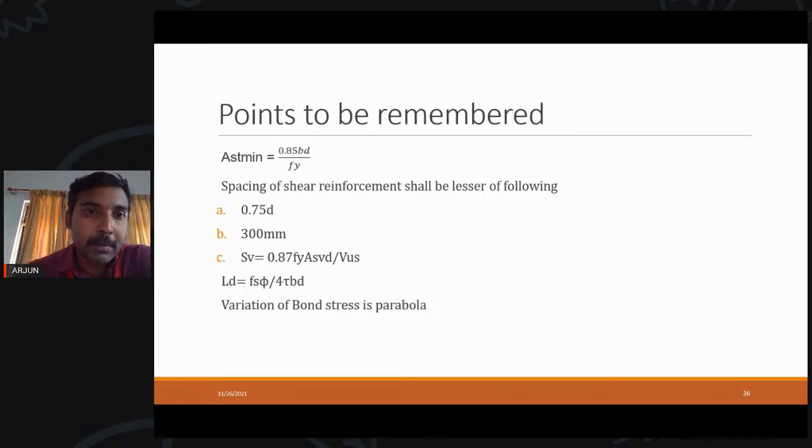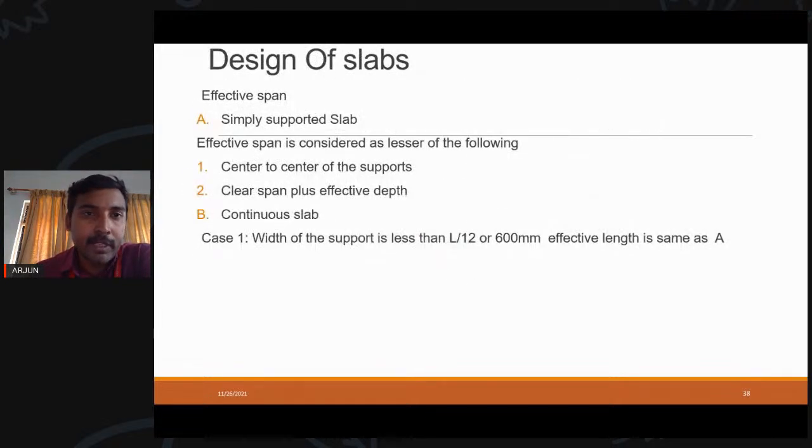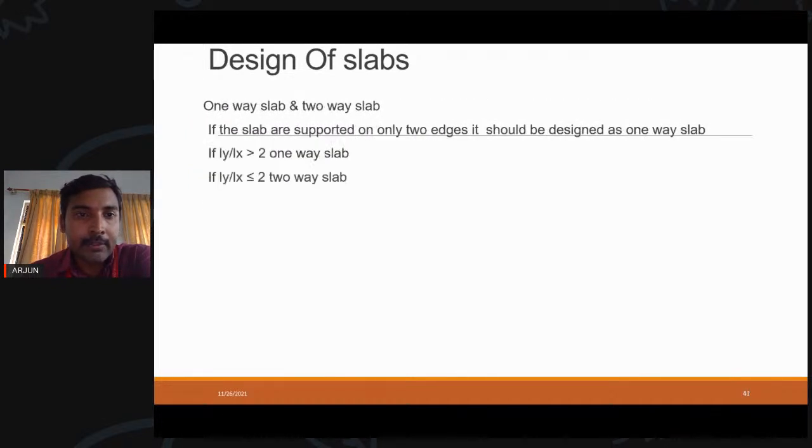Those points to be remembered have been discussed, such as the minimum amount of Ast to be provided in case of beam, the spacing of shear reinforcement to be provided, and the development length, and how the development length can vary along the length of the bar. We discussed a few previously asked questions related to those topics, and also certain design aspects of slabs, such as how to find the effective span for simply supported, continuous and cantilever slab.